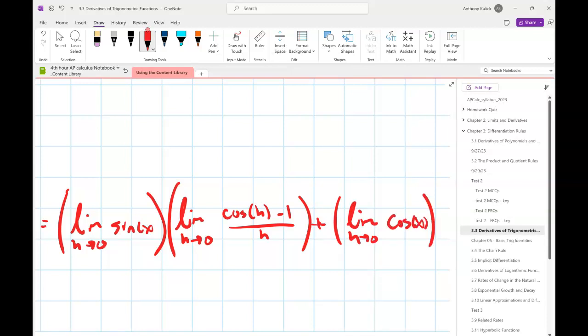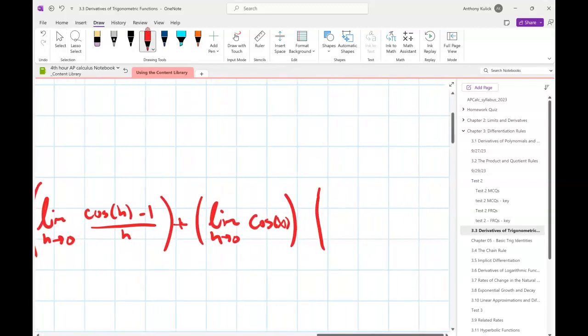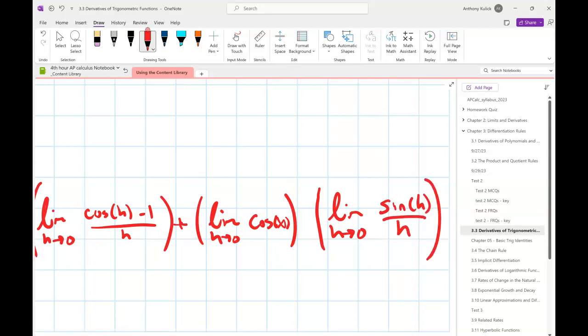Now, why would I want to separate off the parts with the x's on them, like what I'm doing here? Yeah, so if I take the limit with respect to h of something with no h's in it, the limit just goes away, right?